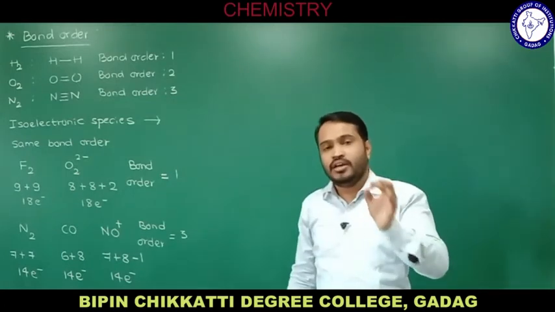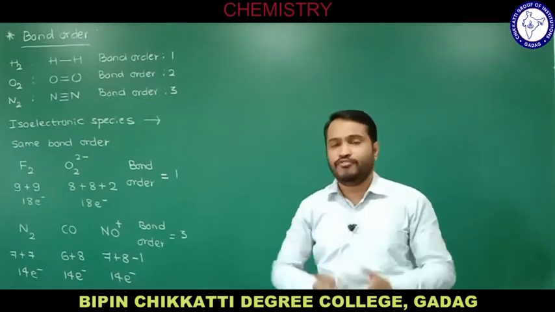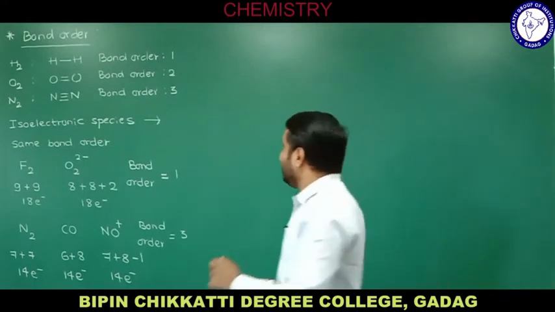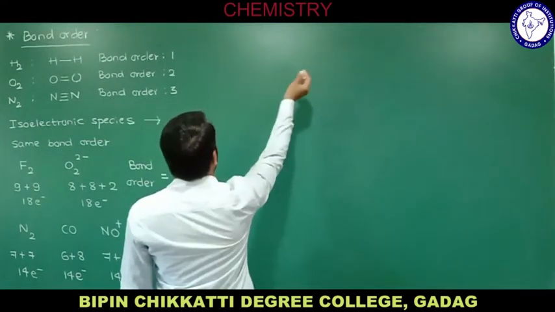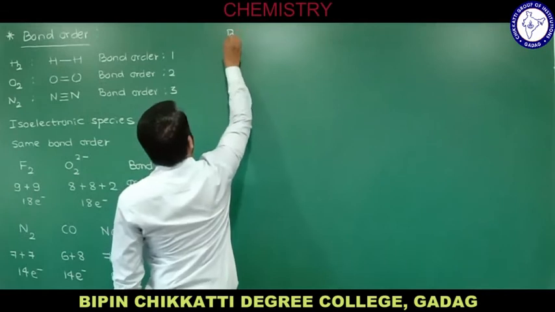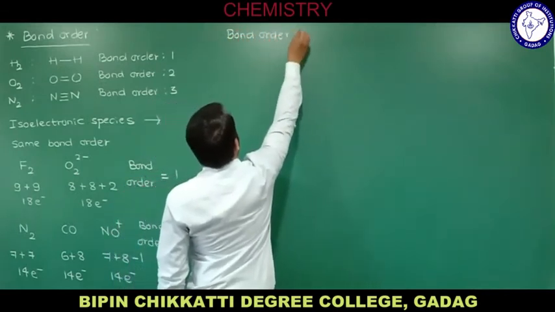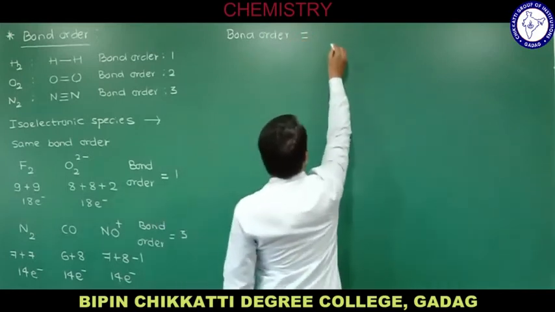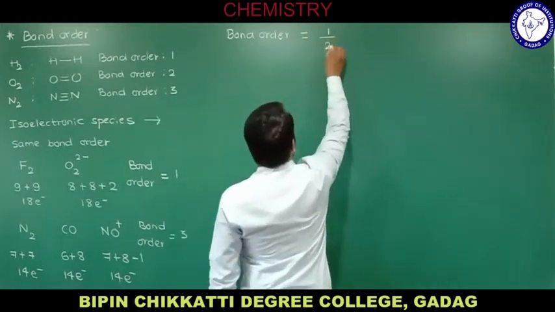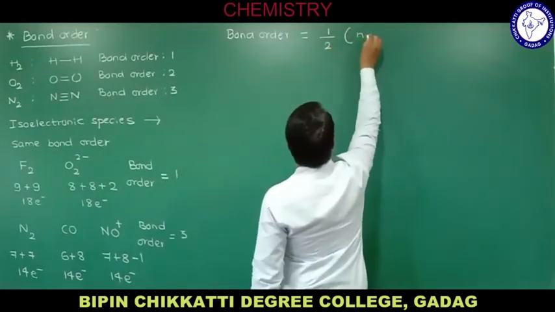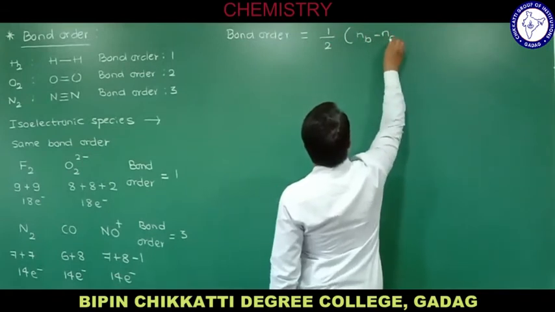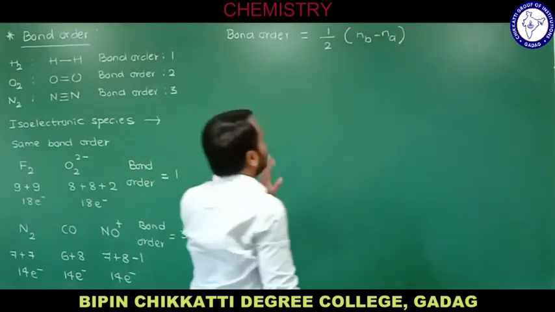Now in MOT we have a definite formula to calculate bond order. Let me write that. What is that formula to calculate bond order? Bond order can be calculated by, so bond order is equal to 1 divided by 2 into NB minus NA. This is the formula you need to remember.